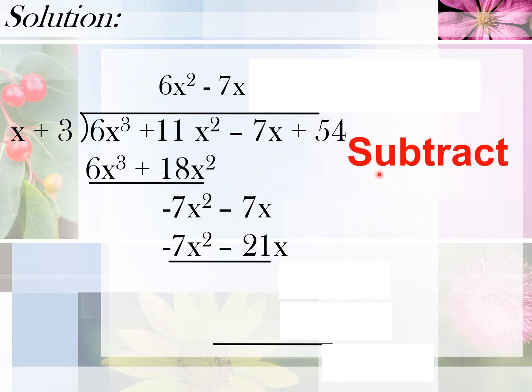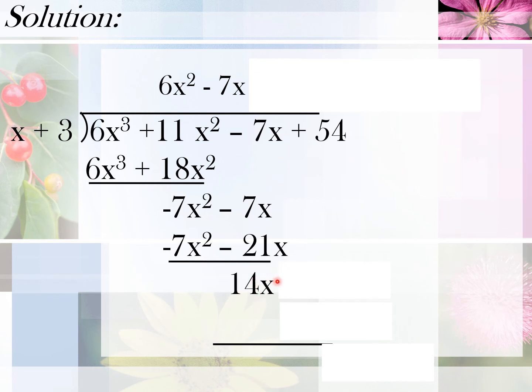And then, proceed tayo sa subtraction. Subtract ulit natin yung negative 7x squared minus 7x and negative 7x squared minus 21x. Change ulit tayo ng sign ng subtrahend. Huwag kakalimutan mag-change ng sign ng subtrahend. Magiging positive na to. Etong 21x magiging positive na din. So, negative 7x squared plus positive 7x squared ay 0 na siya. Negative 7x plus positive 21x, that is equal to 14x. Magiging 14x na siya dahil magiging positive tong 21x.